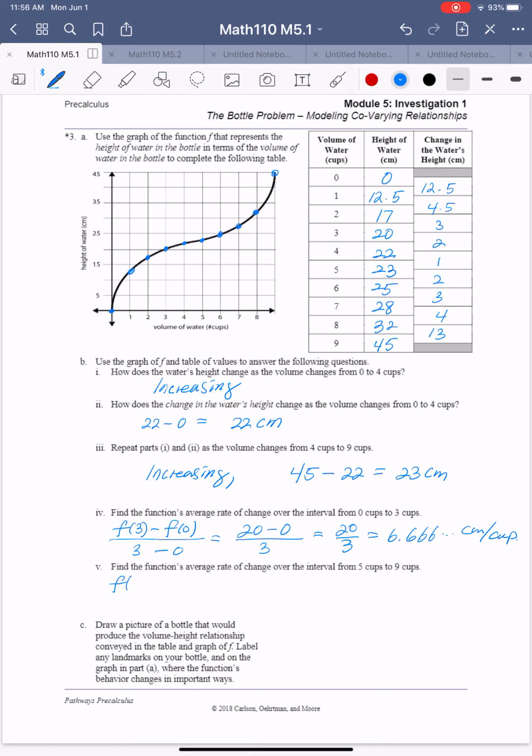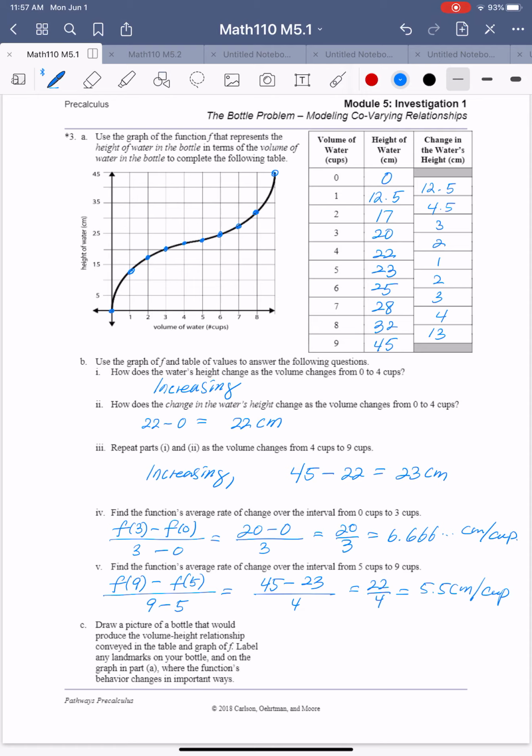And then find the function's average rate of change from 5 cups to 9 cups. So we want to see the 9 cup height and the 5 cup height, over 9 minus 5. f of 9 is 45, f of 5 is 23, over 4, so it's going to be 22 over 4. So it's about 5.5 centimeters per cup. And then we want to draw the picture of the bottle that would produce the volume and height relationship conveyed in the table and the graph of f, and label landmarks on your bottle and on the graph of part A where the function behavior changes in an important way, okay?